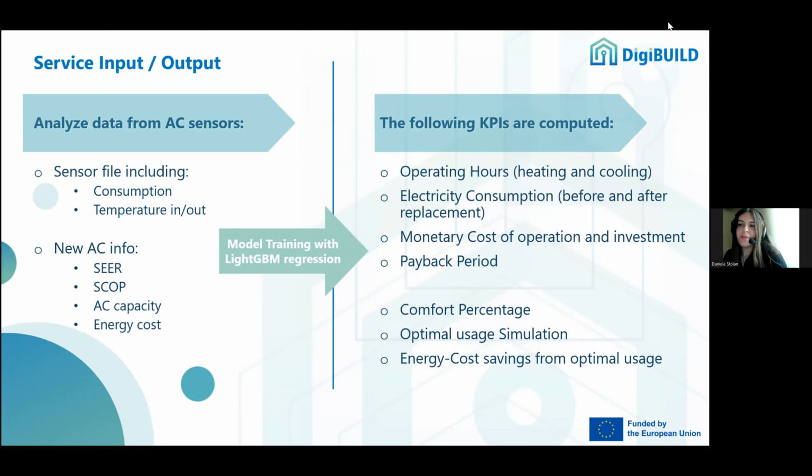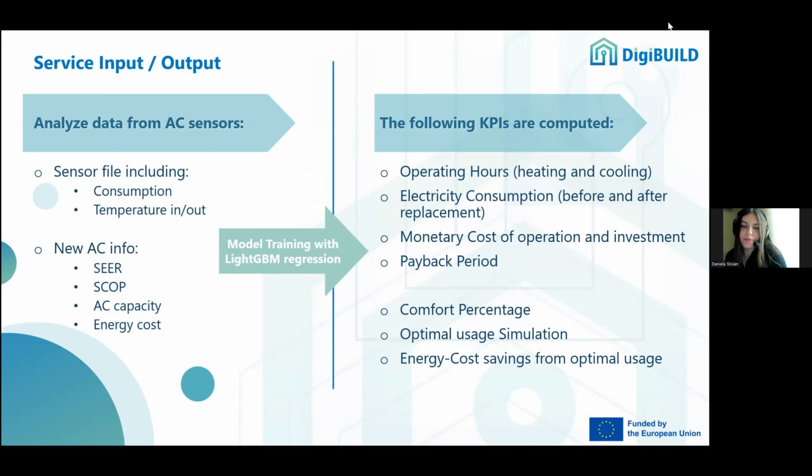By using algorithms that we have developed and some models that we have trained, we calculate the following KPIs. First of all, we calculate the operating hours of the AC for heating and cooling separately. We calculate the electricity consumption before with the old AC and after the AC replacement has taken place. We also calculate the monetary cost of operation and investment. And most importantly, we calculate the payback period so that the user can then get insight into whether the AC replacement will be profitable or not, and if they should in fact replace the specific AC.